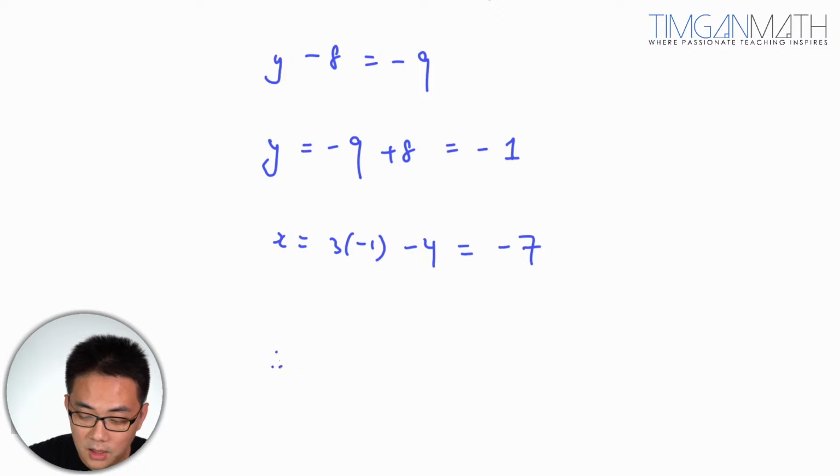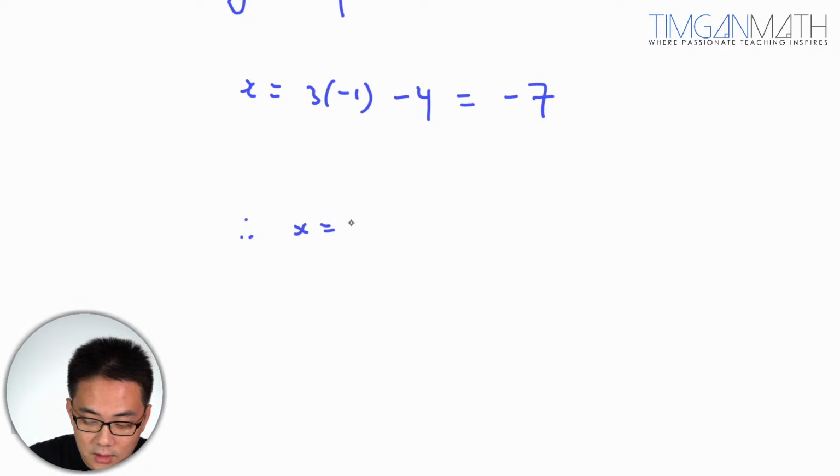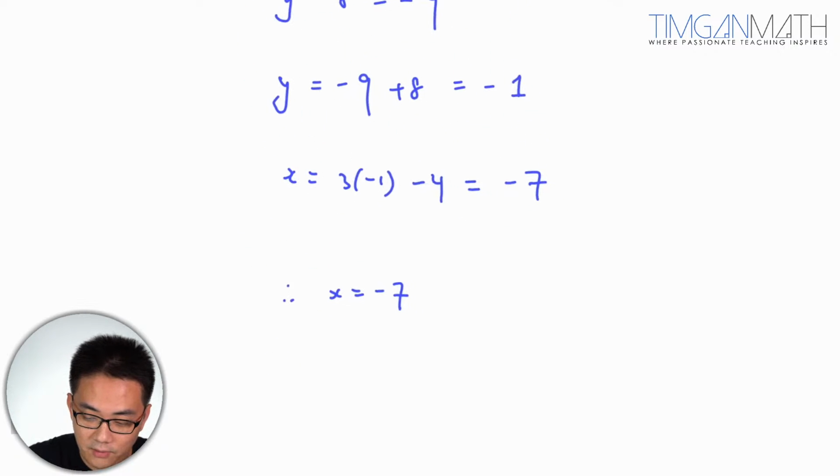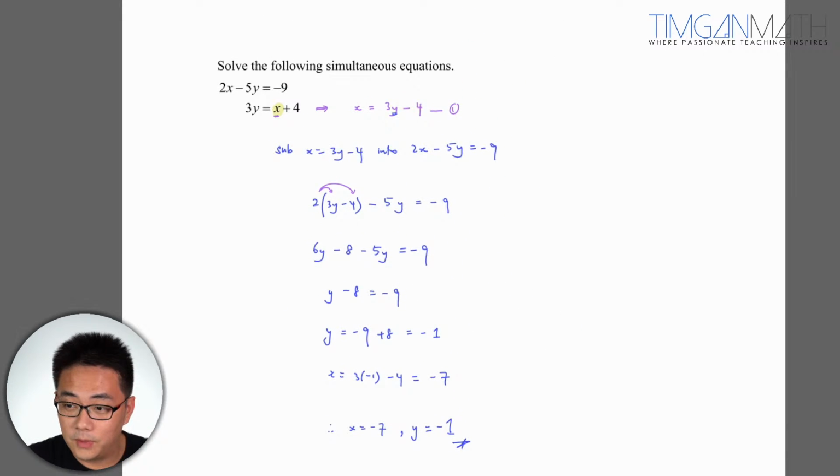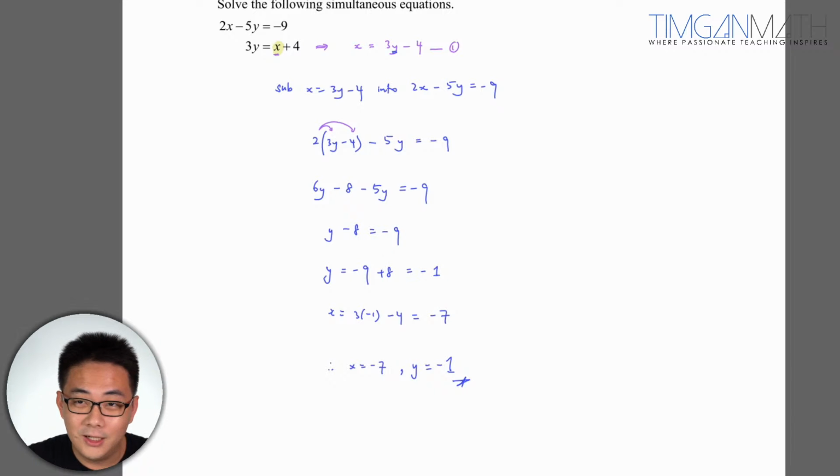Hence the solution is x equals negative 7 and y equals negative 1. So this is how you do this question proficiently. Any questions or comments, please do let me know. I'll try and answer your question.